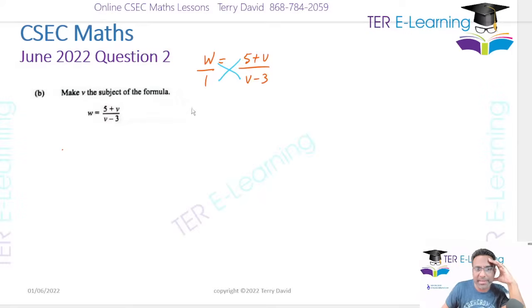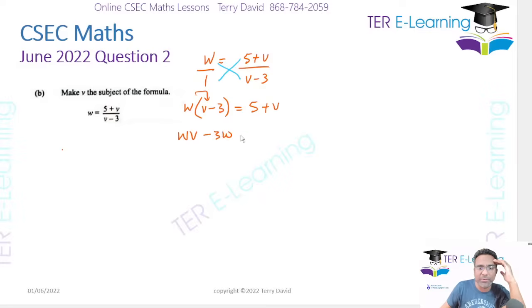So when I cross multiply here, I'm going to get W open brackets V minus 3 is equal to 1 by 5 plus V. Now I'm going to remove the brackets. So W by V is going to give you WV minus 3W is equal to 5 plus V.